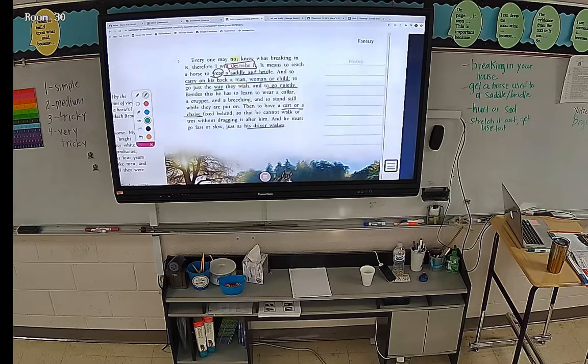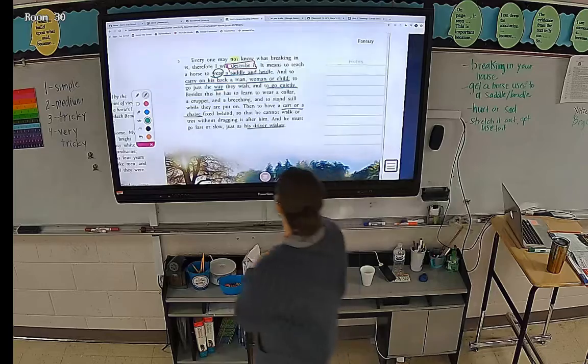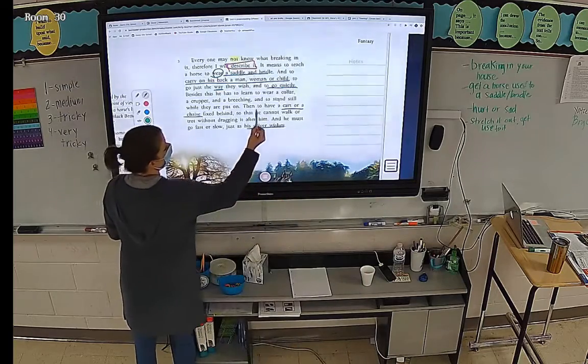Jerry, you're not even looking for it. You need to be looking in this paragraph. What do you think this horse really needs to be able to do in order to be broken in? What do you think, Ruthie? It needs to learn how to wear a collar and crupper and breeching, and to stand still while they are putting them on.